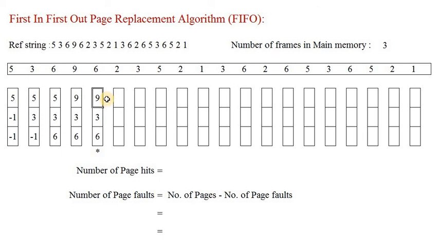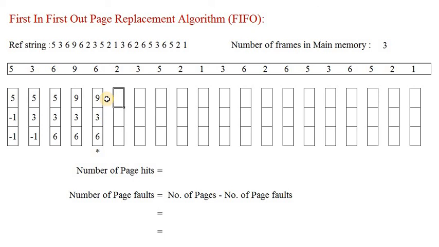No. So 9, 3, 6 means 2 is not available. So 2 has to be inserted. According to the FIFO technique, what do I have to do? I have to do one thing: whichever page came first in the main memory will be deleted first according to the FIFO technique.